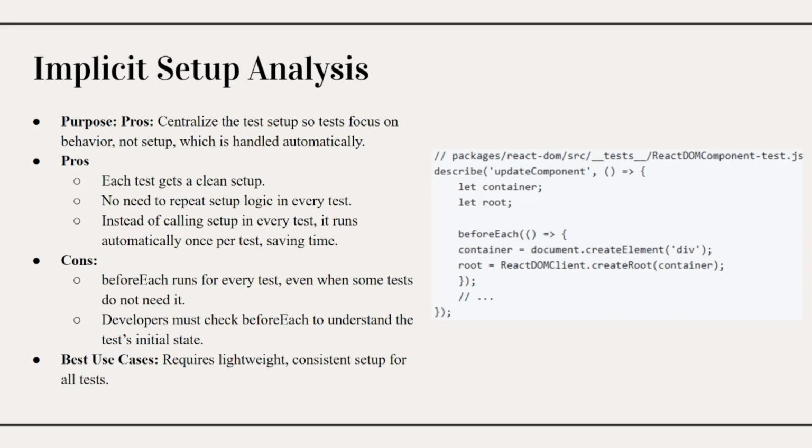Implicit setup, which is when the test setup runs automatically in the background. The main idea is to centralize the setup so tests can focus on what they are trying to check, not on preparing the environment. This is done using functions like beforeEach. There are a few advantages to this approach. Each test starts fresh, which makes them reliable. We don't need to repeat the same set of code in every test. And since the setup runs automatically before each test, it saves time and avoids mistakes.